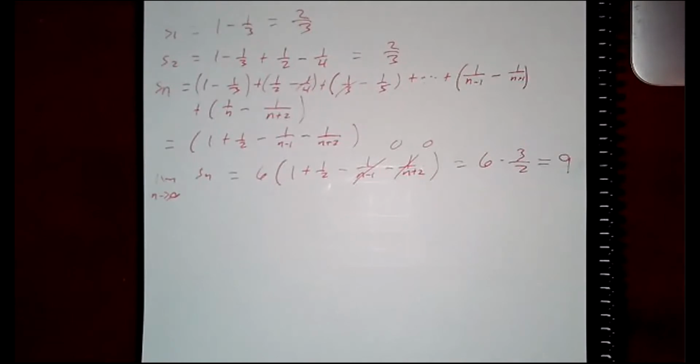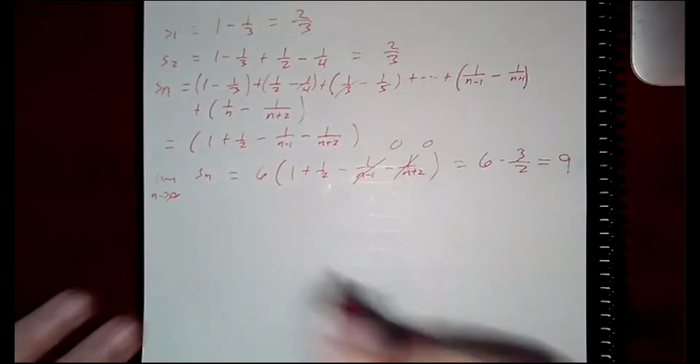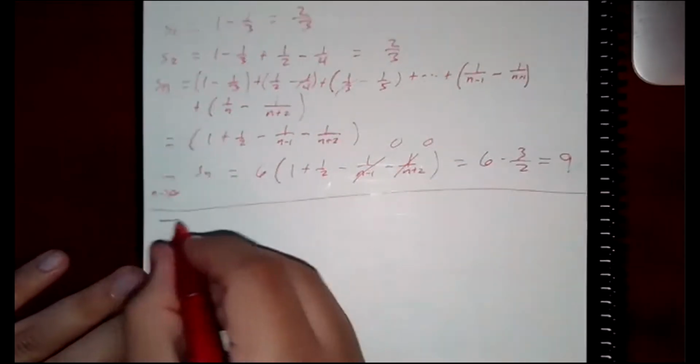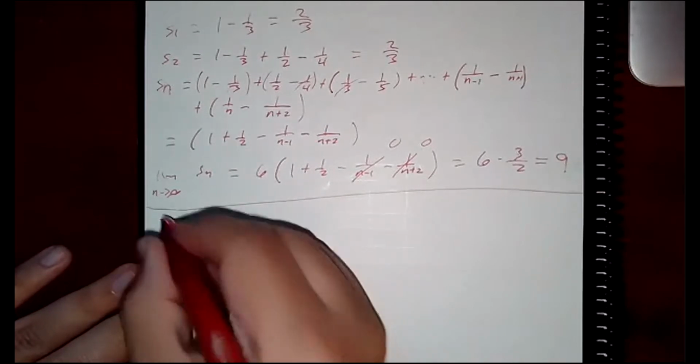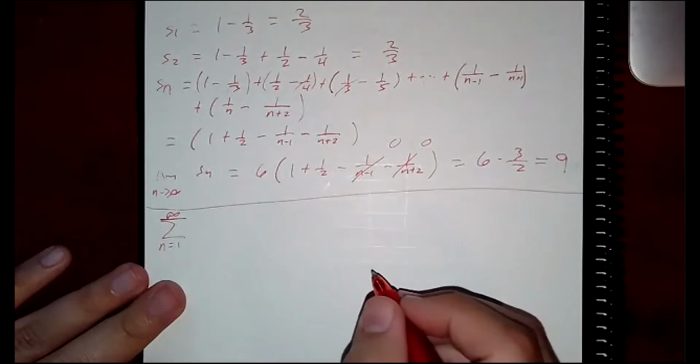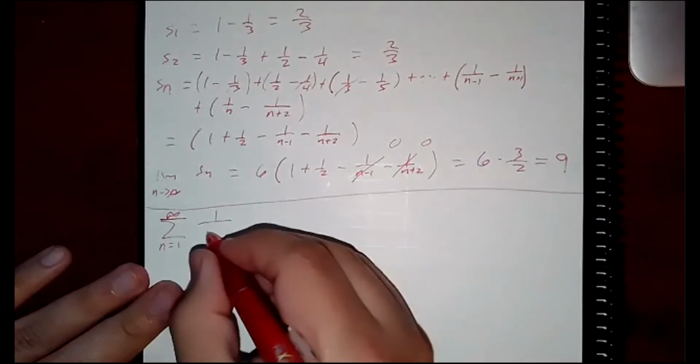I believe this is a telescoping kind of series. We didn't really talk about that one, but I think the second one is much easier than this one, but I will say it's the summation of n equal 1 to infinity of 1 over 7 to the power n.